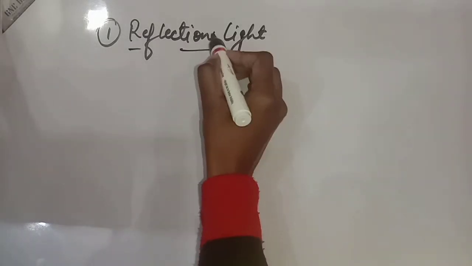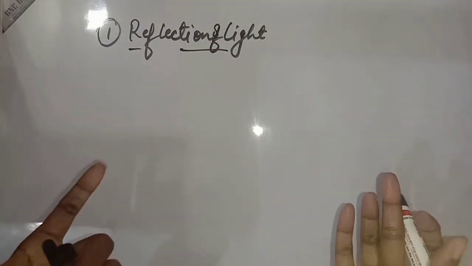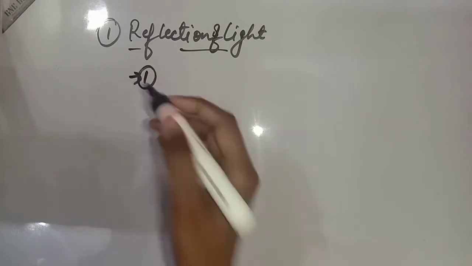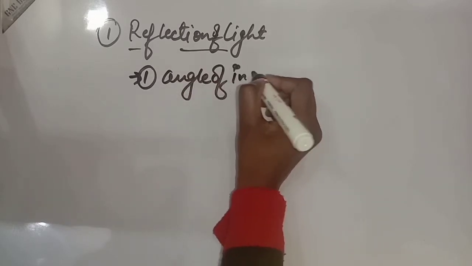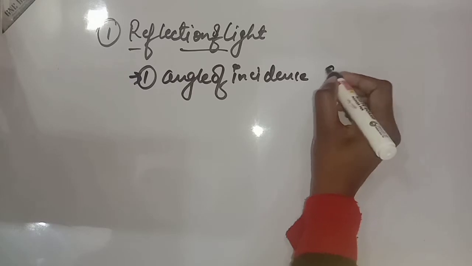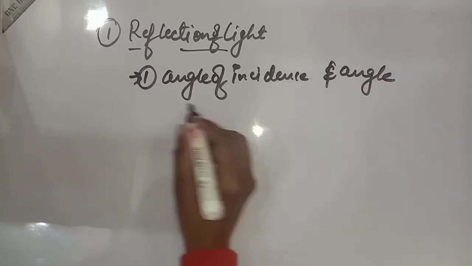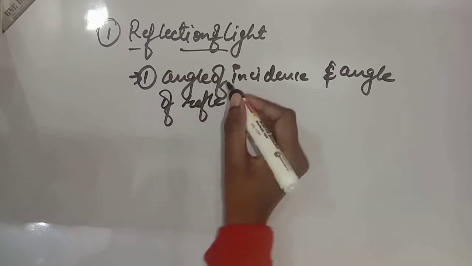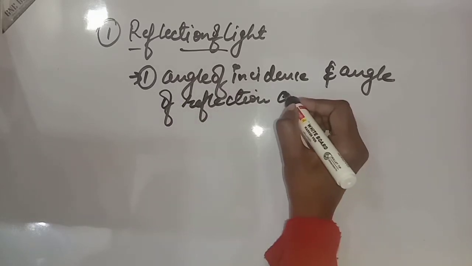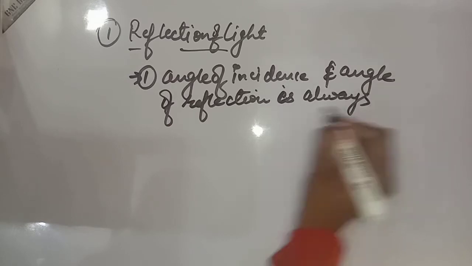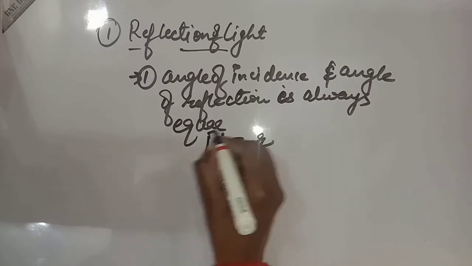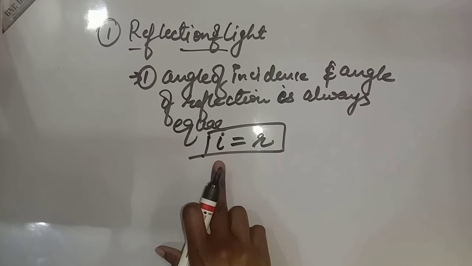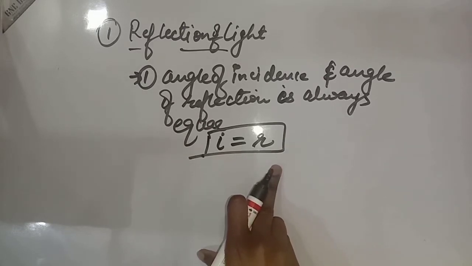This reflection of light has some laws. First law is the angle of incidence and angle of reflection are always equal, and i is equal to r. i is the angle of incidence, which will always be equal to the angle of reflection. Okay?